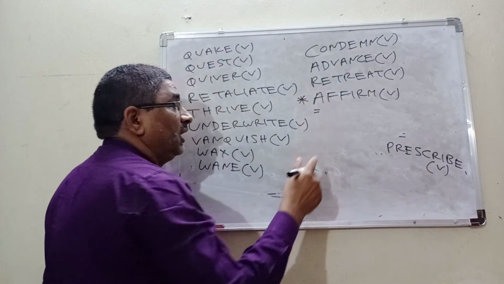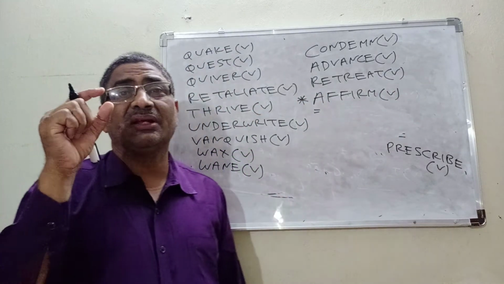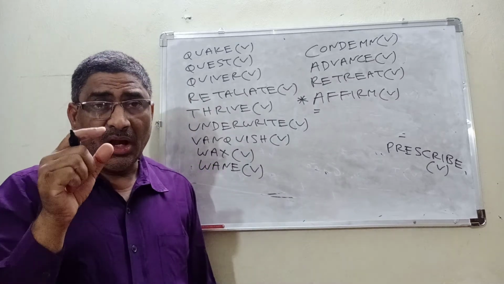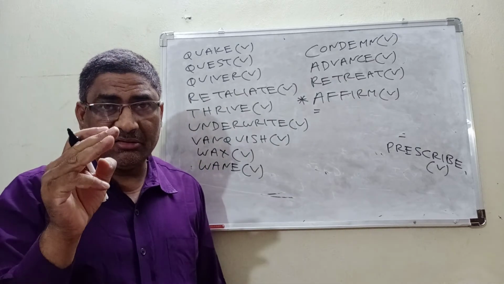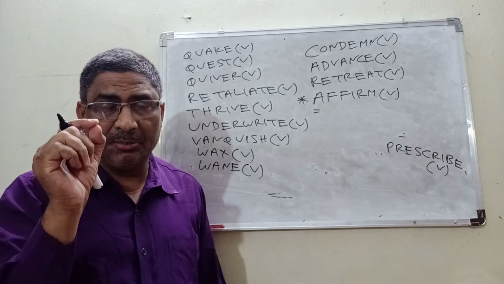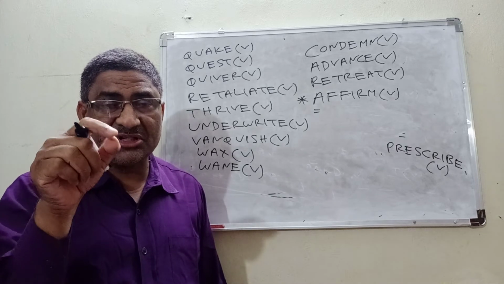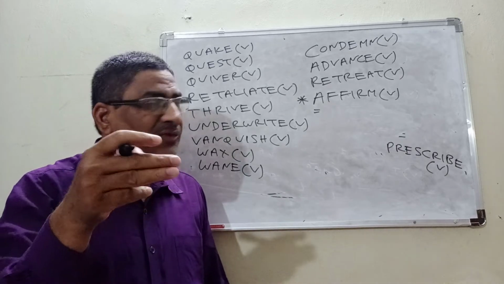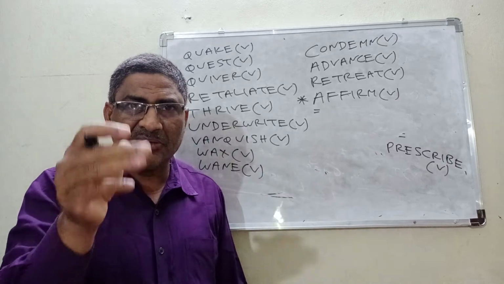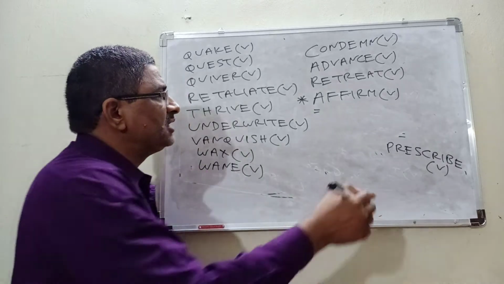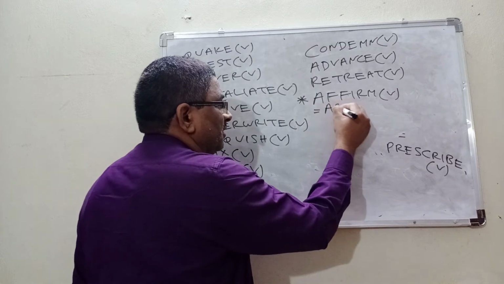A-F-F-I-R-M, affirm. It is generally used to talk about a declaration, a word or statement. Clear? I solemnly affirm that the information furnished above is true and correct to the best of my knowledge and belief. So what is affirm? To say openly, to declare that everything is right. That's called affirm.